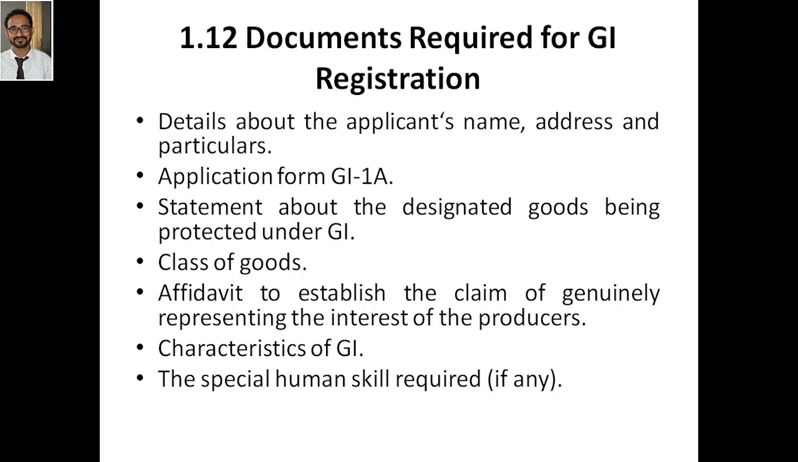So these are the few things which are required for GI registration. You need to mention specifically how unique this particular GI is, and what the different things are that make it recognized as a GI. What unique things it has got, that has to be written down.